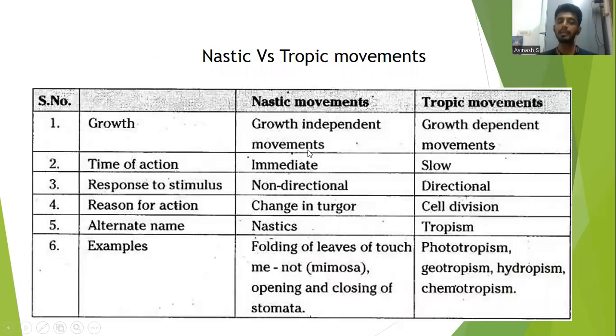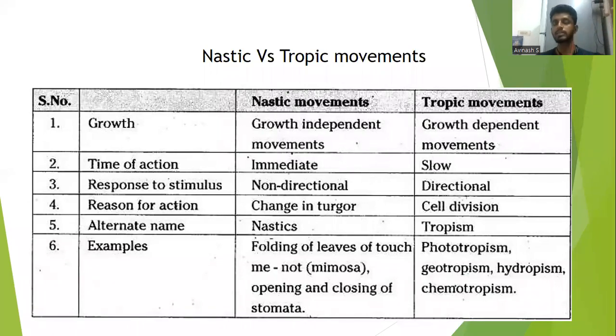The second point is time of action. Nastic movement is very immediate, which means when you touch a mimosa plant, immediately it shrinks. And when you leave it, immediately it widens. But tropic movement will take some time. All the types of tropic movements that we have seen, all the 6 types, will take some time.